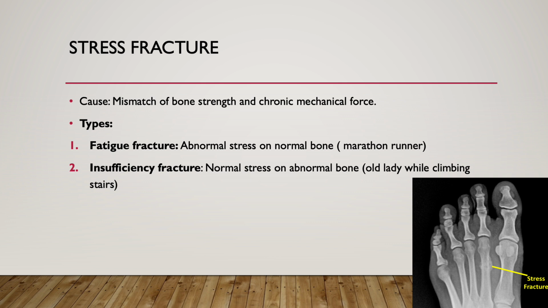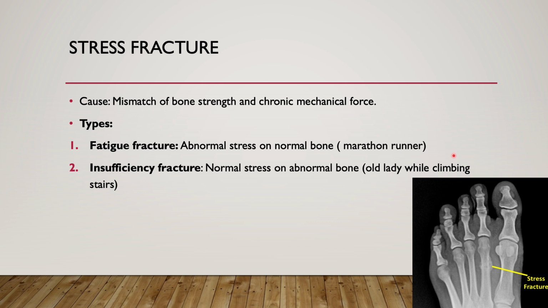So the first topic is stress fractures. So why do stress fractures occur? It is because either the bone has become too weak or the patient is putting too much stress on the bone. So on the basis of this, there are two types, fatigue fracture and insufficiency fracture. So fatigue fracture occurs when there is abnormal stress on a normal bone, for example, in marathon runners. While insufficiency fractures occur when normal stress is present on abnormal bone. For example, with age, there is osteoporosis and the bones become weak. So while they are climbing stairs, the older generation might get stress fractures.